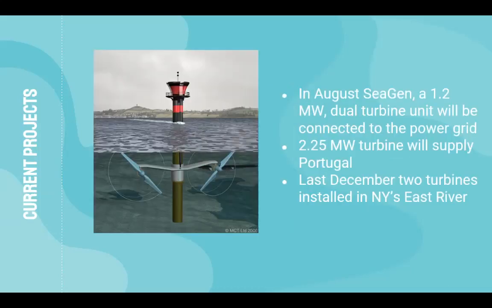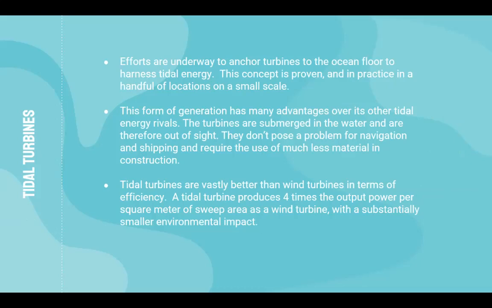In August, CGen built a 1.2 megawatt dual turbine unit that is connected to the power grid outside of New York's East River. They also have a 2.25 megawatt turbine in Portugal. So that's just one example. You can see kind of the design there. Efforts are underway to anchor turbines to the ocean floor to harness tidal energy. And while the concept is proven and in practice, a handful of locations have been identified on a small scale, you don't see major electric production here yet.